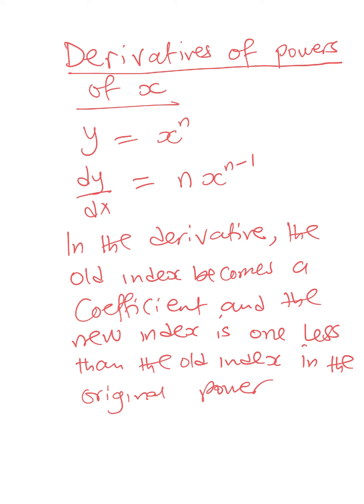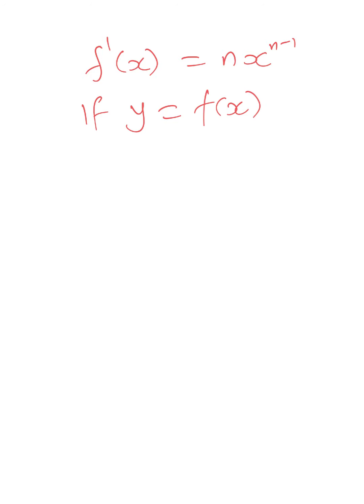Sometimes instead of writing y is x to the n, we can write y as a function of x, and we say f of x is x to the n. In that case, we prefer to write the derivative as f prime of x is n x to the n minus 1. So if y is a function of x, then dy/dx is the same as writing f prime of x. Those two are the same.